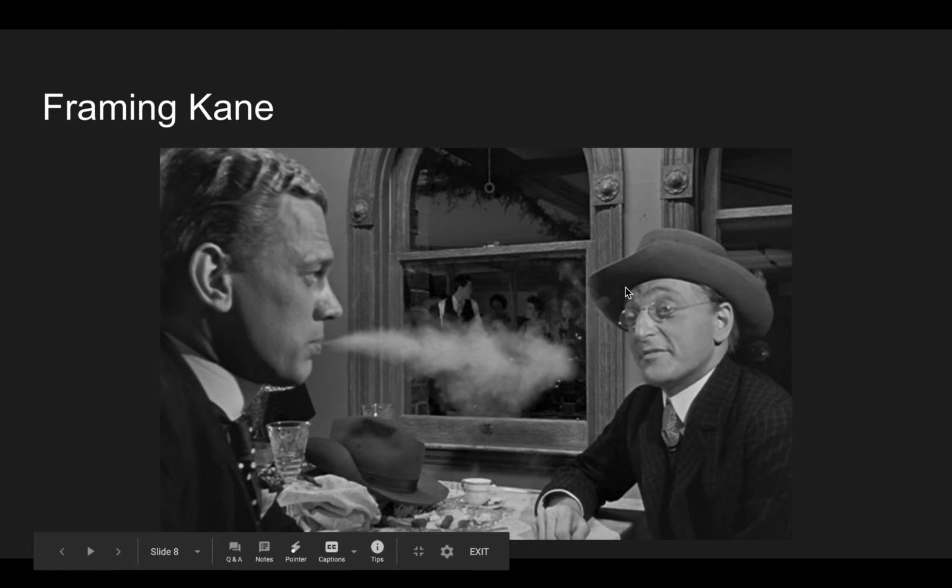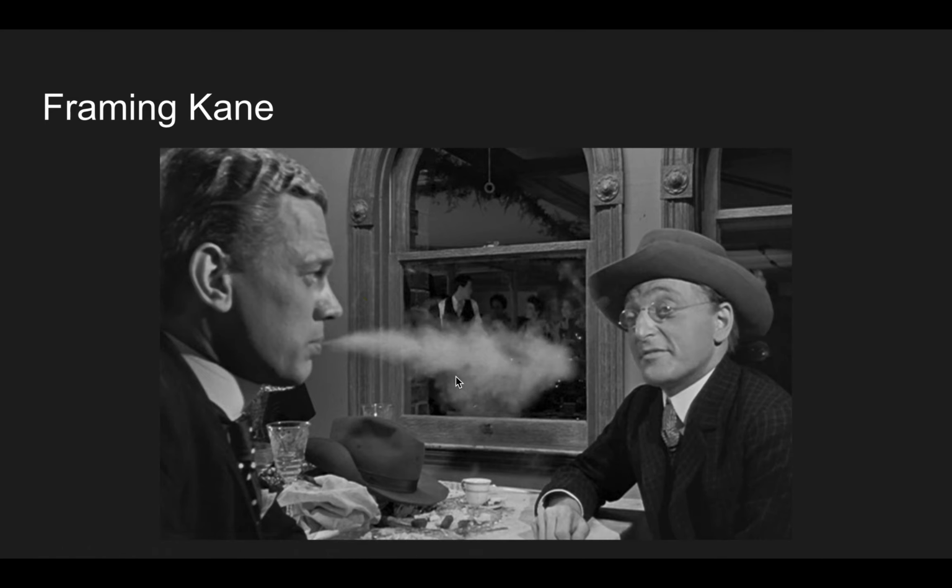Here's another one. This is a reflection of a younger Charlie Kane. I think he's in his 20s here, and he's celebrating his purchase of a newspaper. This is the beginning of his empire building, and he's reflected in the window. As he happily celebrates, these two characters are talking about whether Charlie is going to stay true to himself, or whether this power is going to go to his head, and so forth.